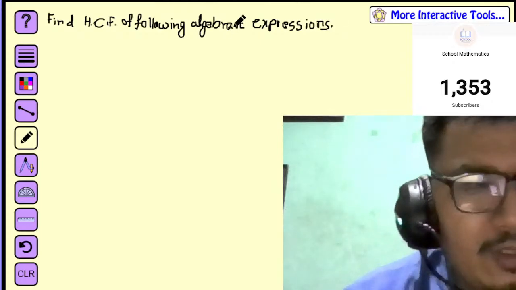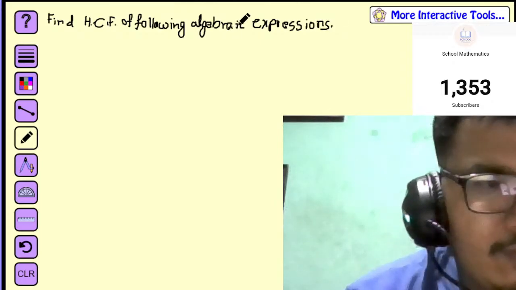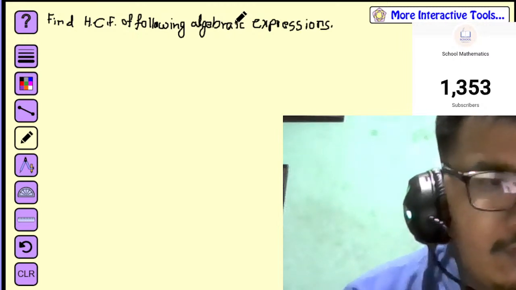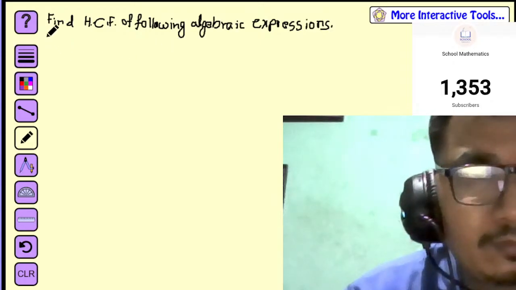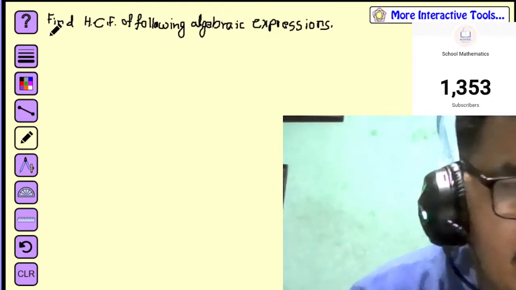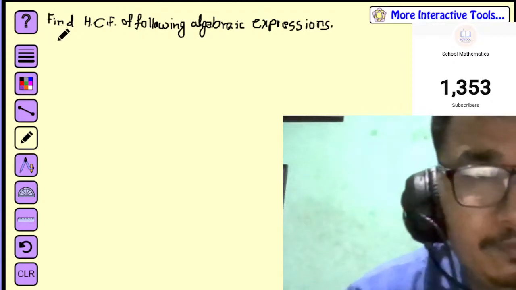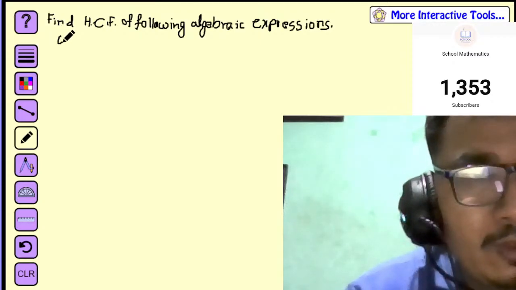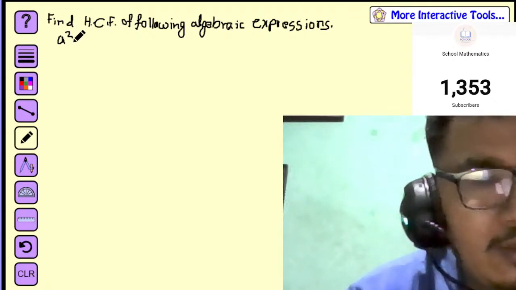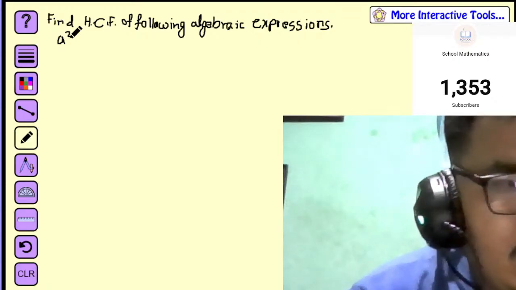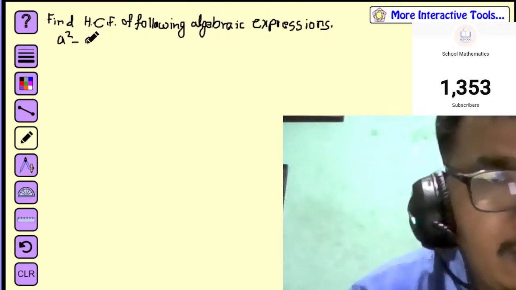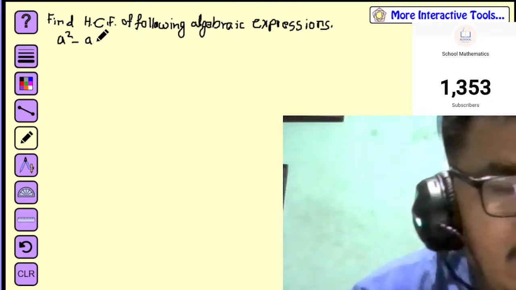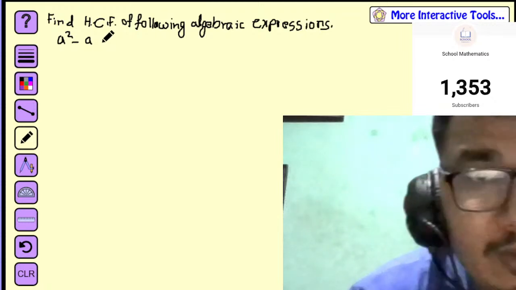Here I am going to take one example. Look, children, in this question there are three expressions given. First one is given there: a square 3 minus a, right? And the last term is given as 2.